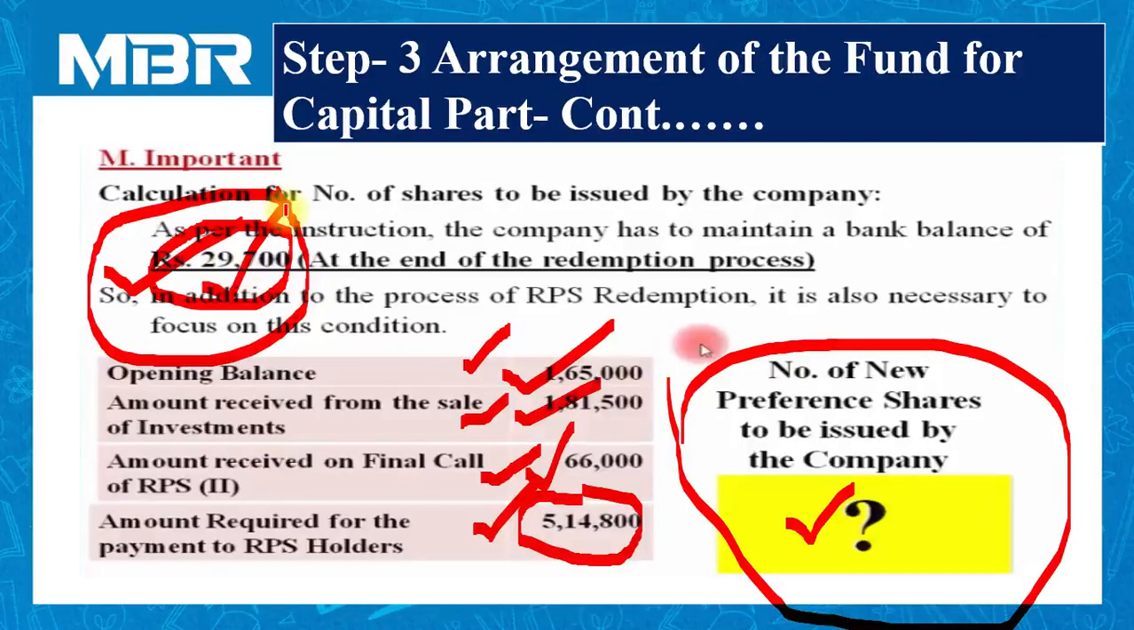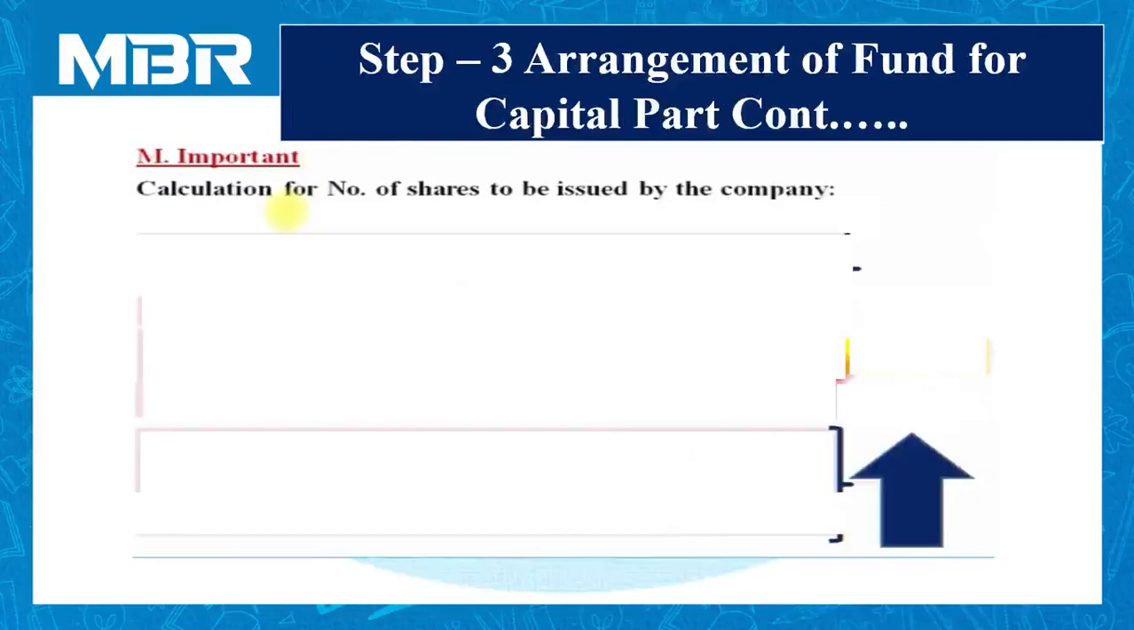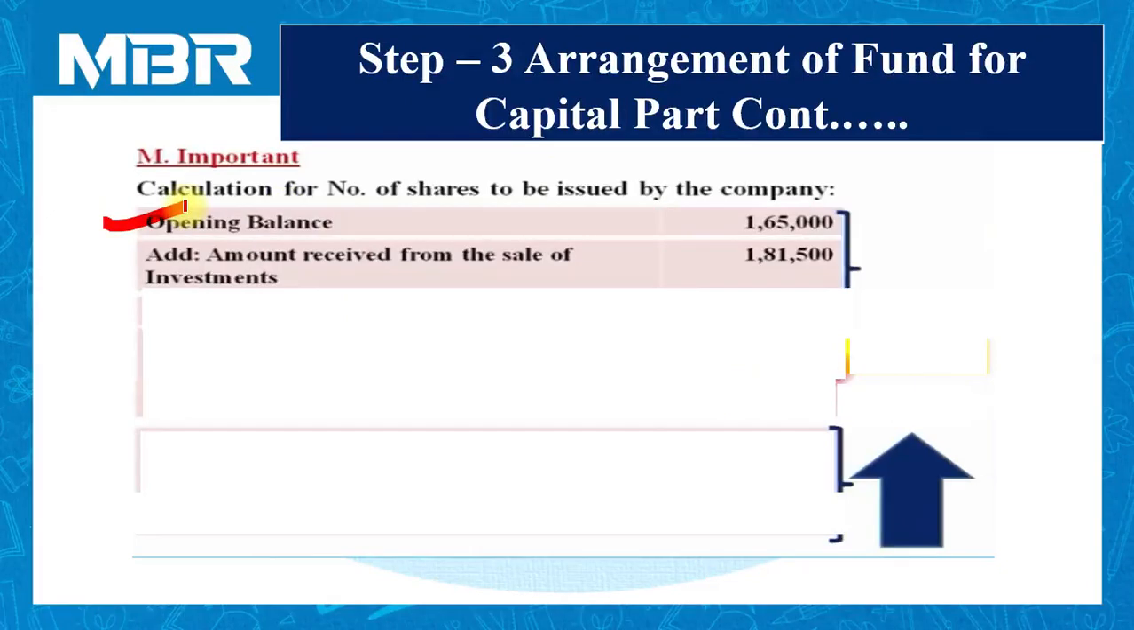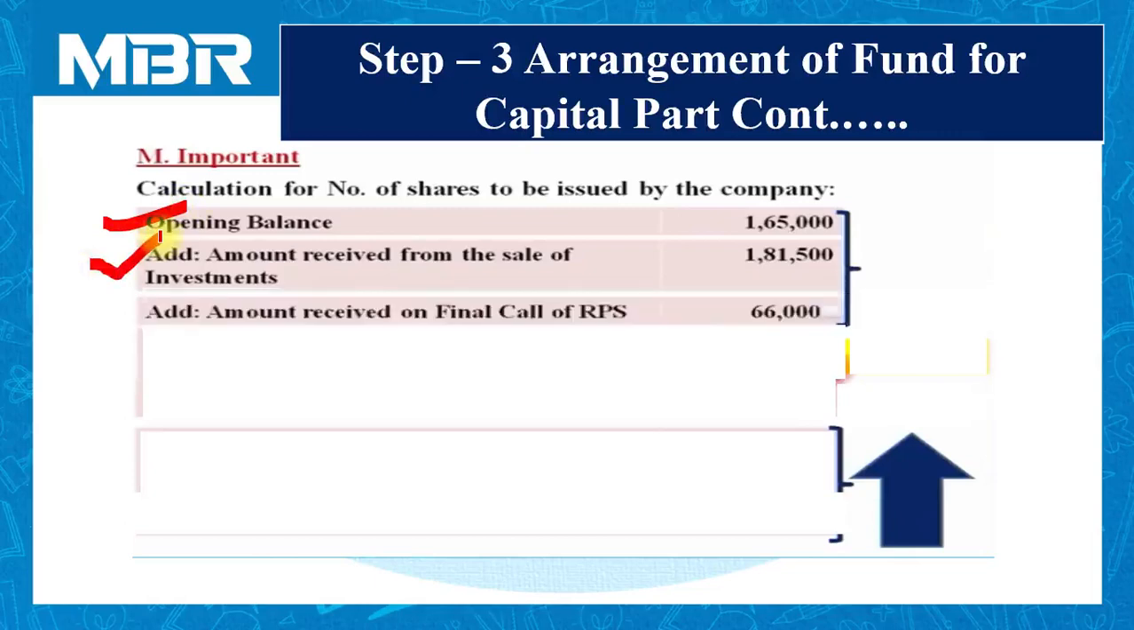If you recall the solution of question number 4, we have done the same process. So let us initiate the process of calculation. First of all, we have to insert figures of receipt. First item, opening balance 1,65,000. Add amount received from the sale of investment 1,81,500. It is the item of receipt, so we have to add in the bank balance. Add amount received by the company on final call of RPS 66,000.